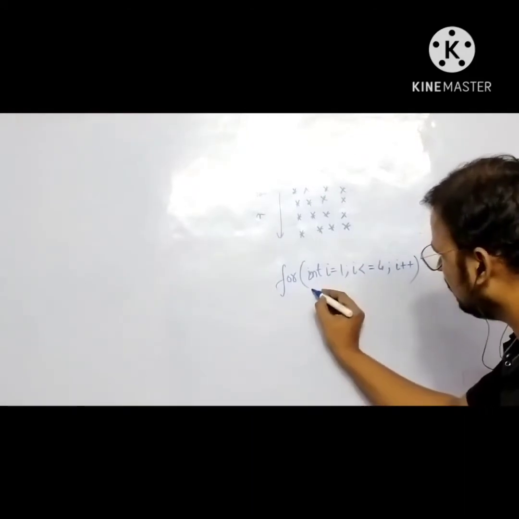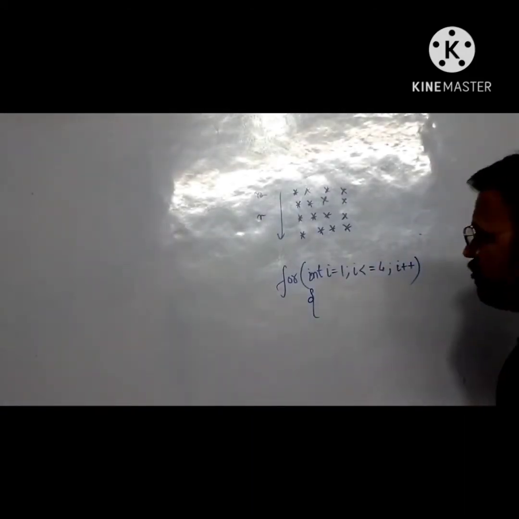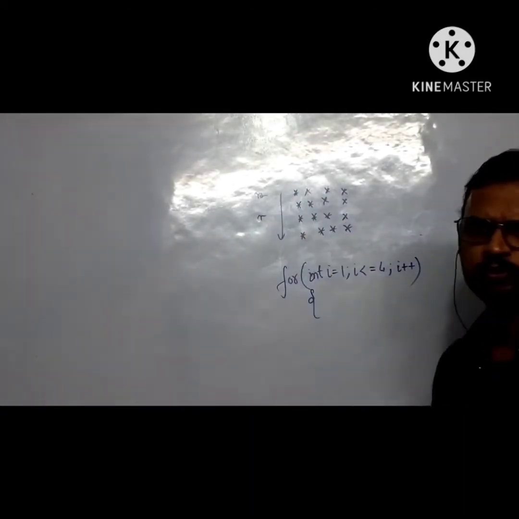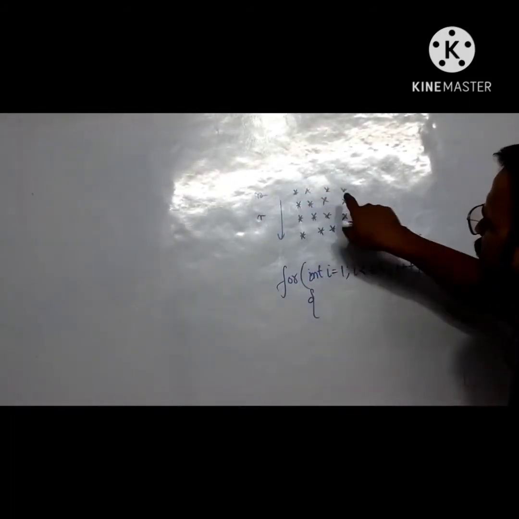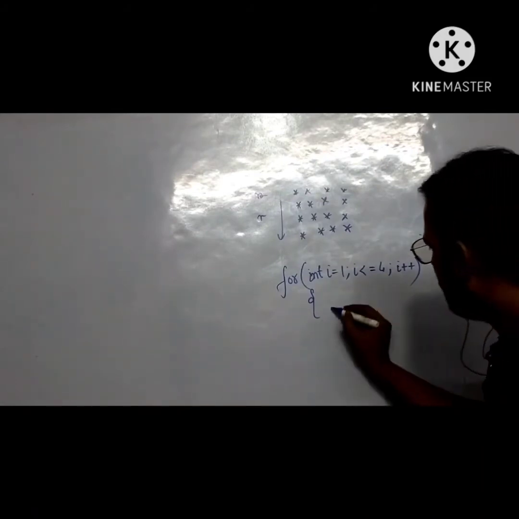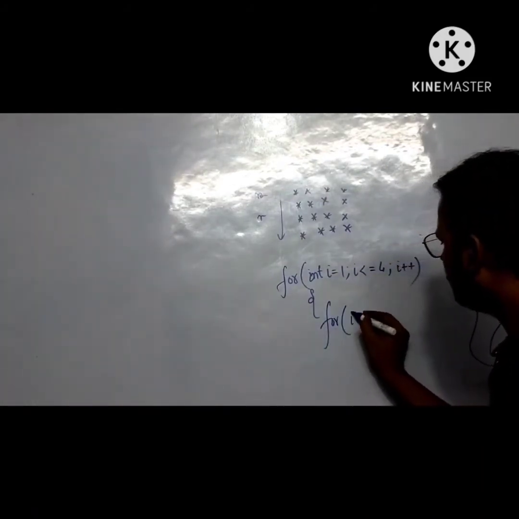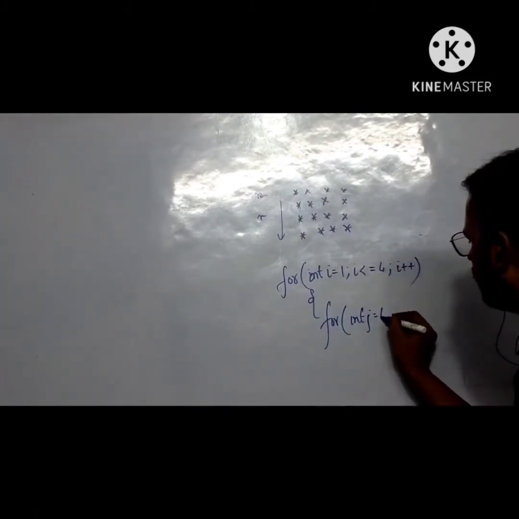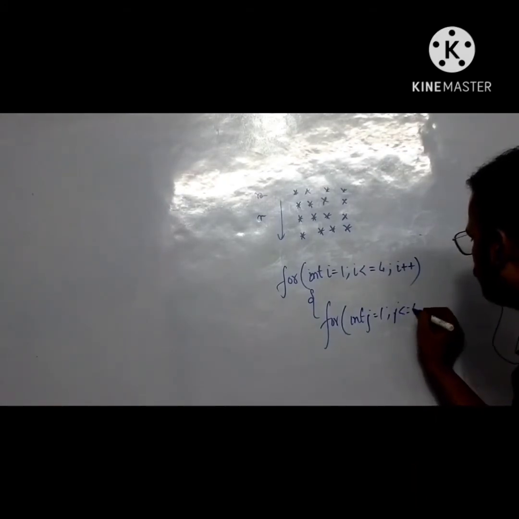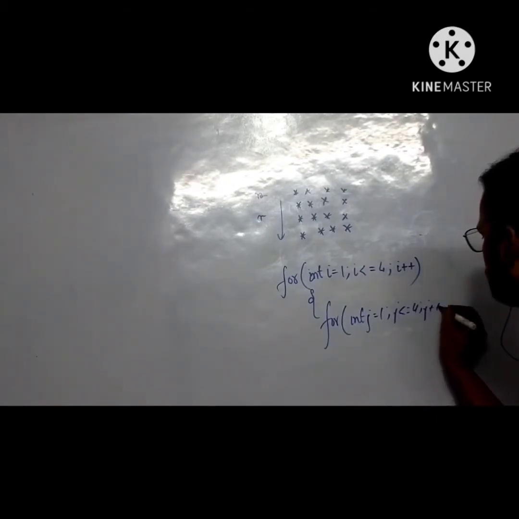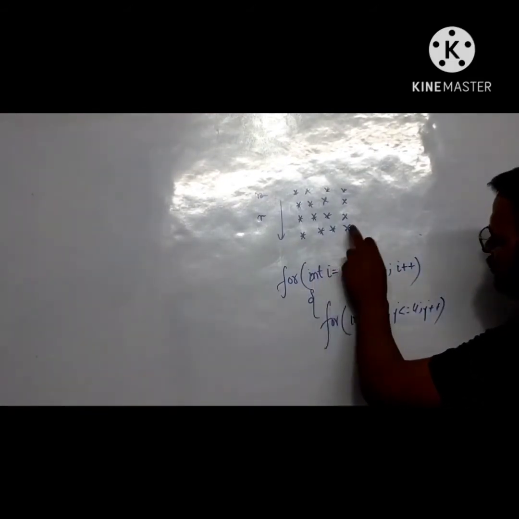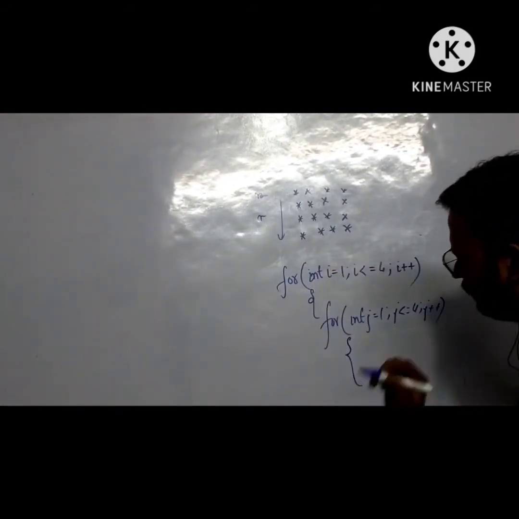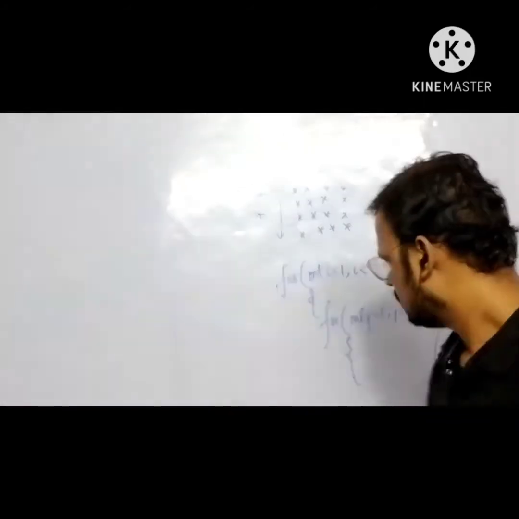Then the nested loop. For every i value, for every row, j, or the number of columns, will move 4 times. Again a for loop: int j = 1; j <= 4; j++. How many times will j move? 1, 2, 3, 4. Okay.